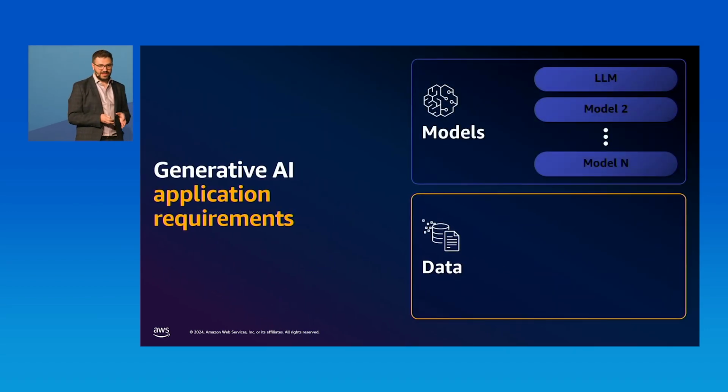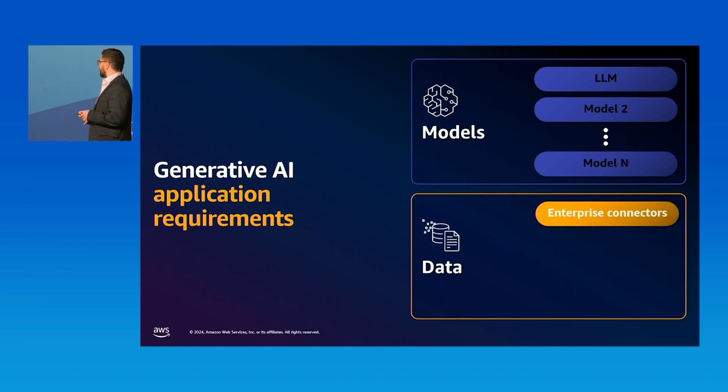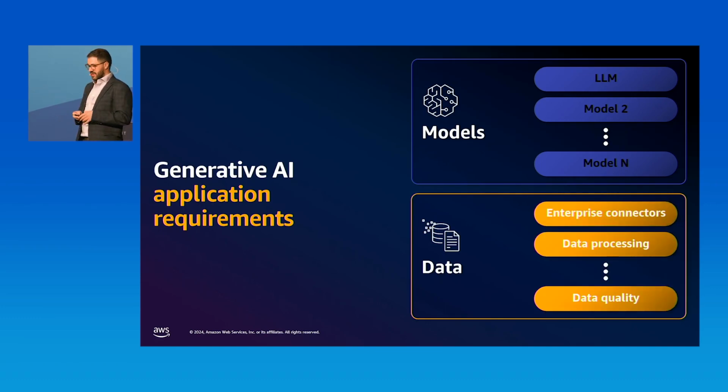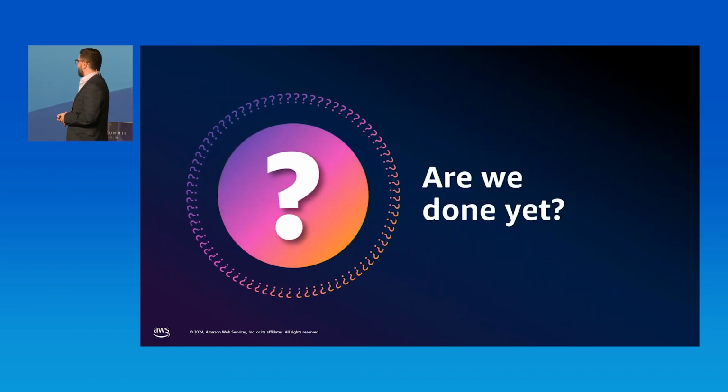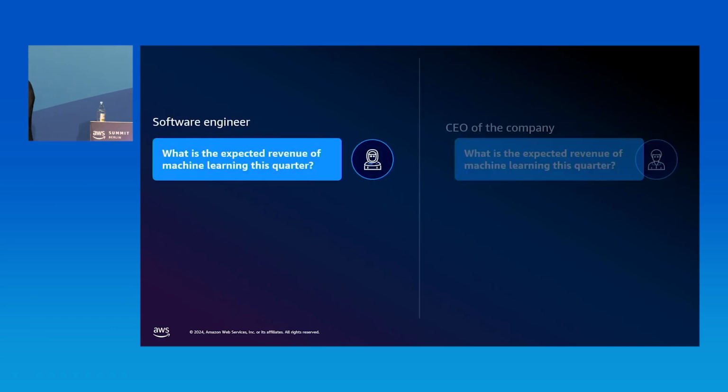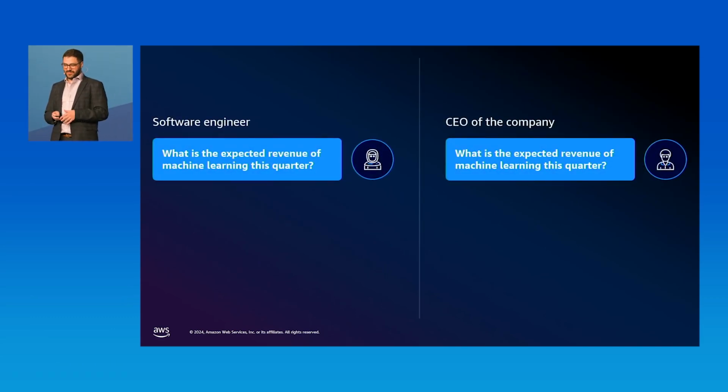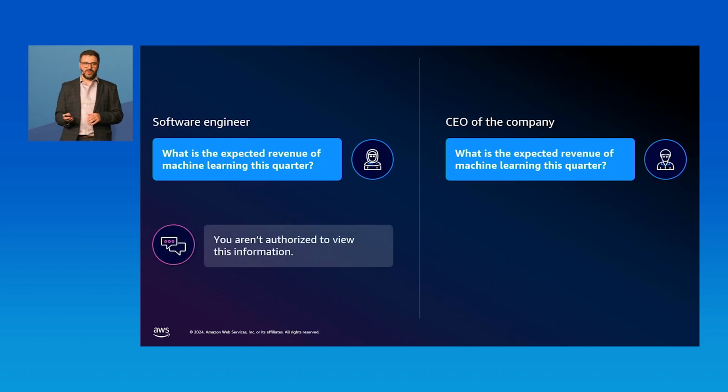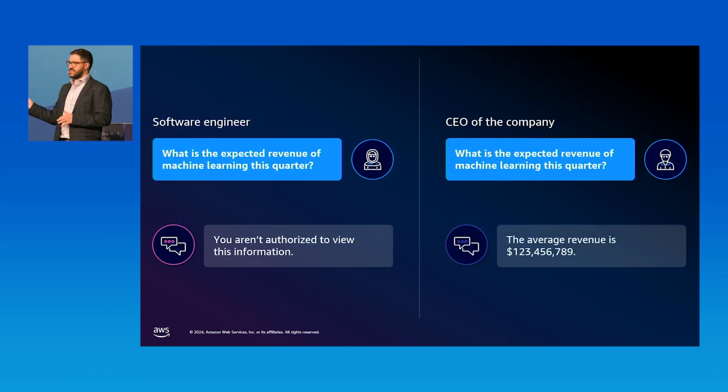So besides the models, data is super important. Having all of those connectors to make it all come together. So you have models, you have data. Are we done? Not nearly done. One thing that's super important for AWS and should be important for you as well is, for example, when you have this type of question, right? How do you think we should answer to this question? So a software engineer wouldn't have access to this type of sensitive information, right? But the CEO of the company should have access to this information. So you should have access controls to control who has access to your data.